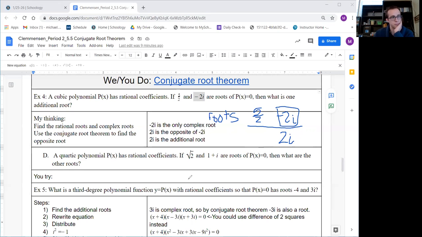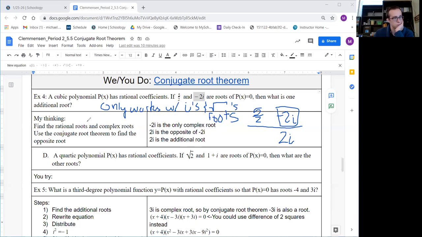All right, so this would be my other root. Only works with i's and square roots. Let's write that. Only works with i's, imaginary numbers, and roots.